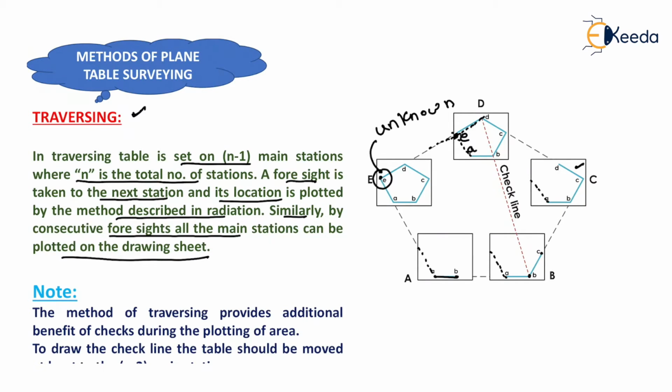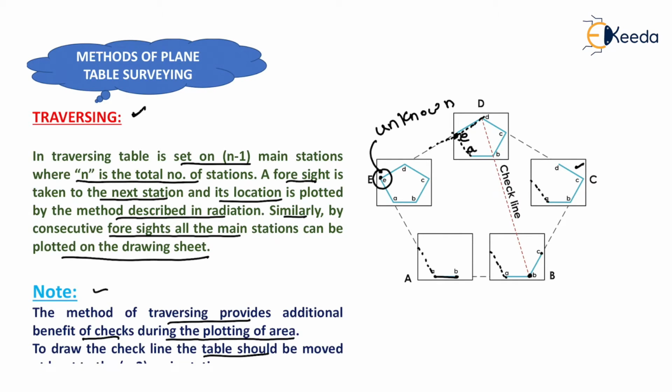Now one note is that the method of traversing provides the additional benefit of checks during the plotting of the area. In the traversing method we can check our work by drawing a check line between two survey stations. To draw the check line, the table should be moved at least to the n-2 main station. It means that to draw a check line, we have to move at least n-2 main stations.